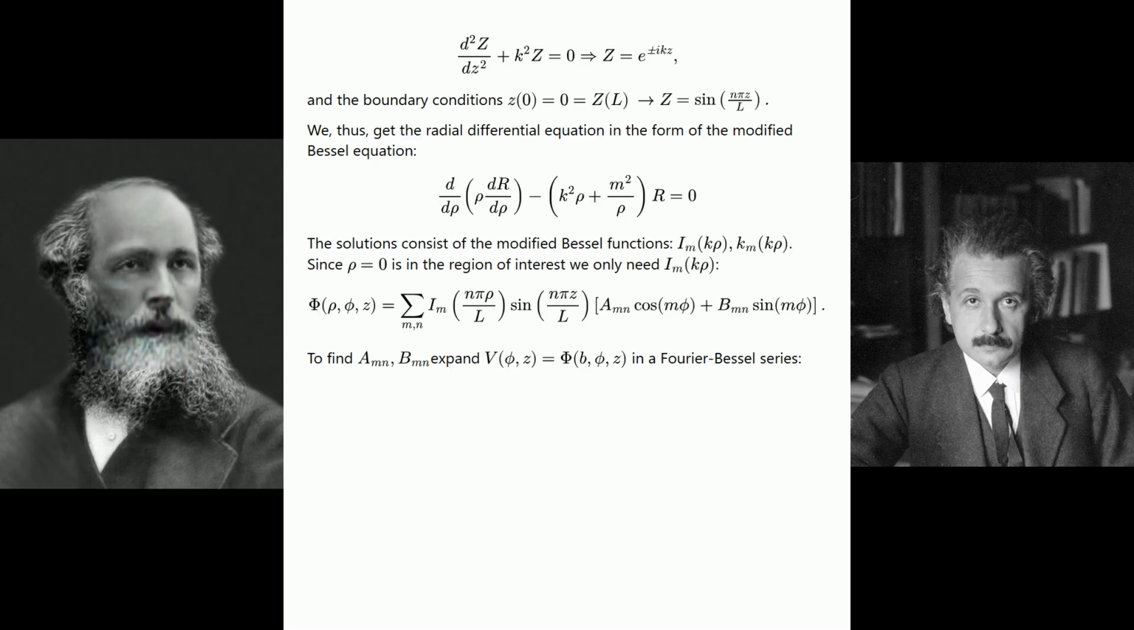We thus get the radial differential equation in the form of the modified Bessel equation. See the equation. The solutions consist of the modified Bessel functions I sub m of k rho, K sub m of k rho. Since rho equals 0 is in the region of interest, we only need I sub m of k rho. See the equation shown. To find A sub mn, B sub mn, expand V of phi, z equals Phi of b, phi, z in a Fourier-Bessel series.